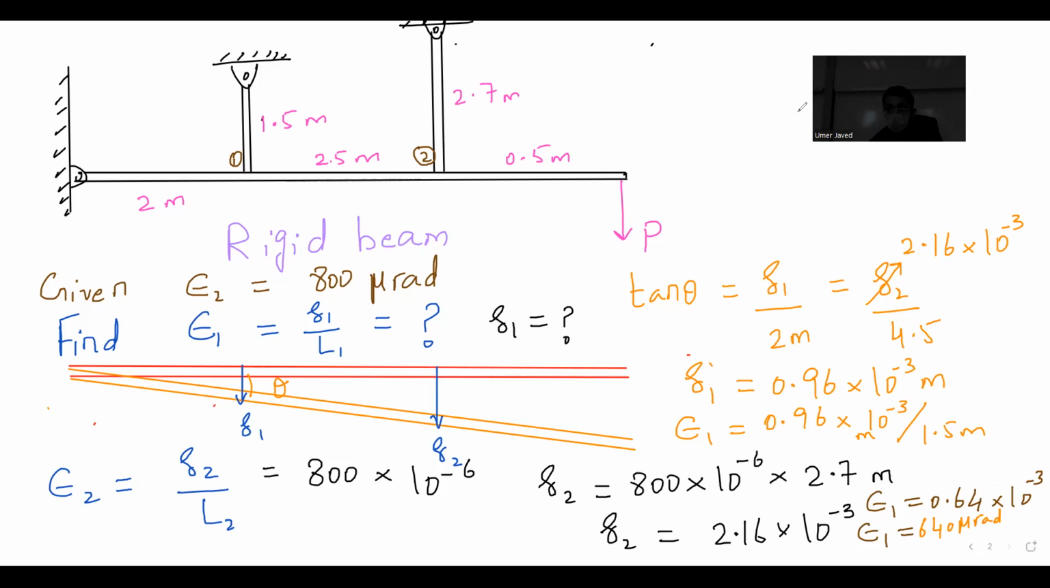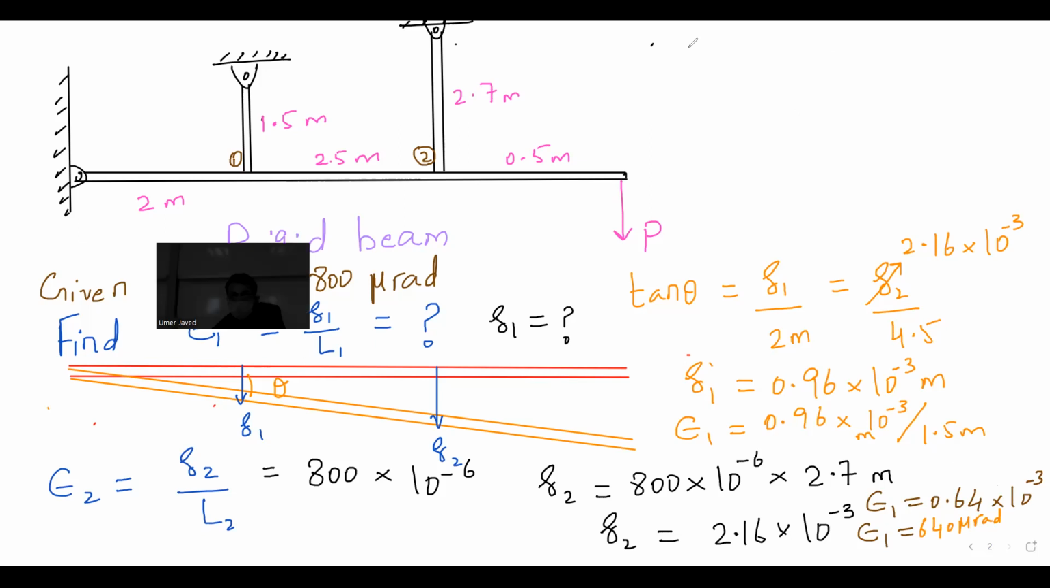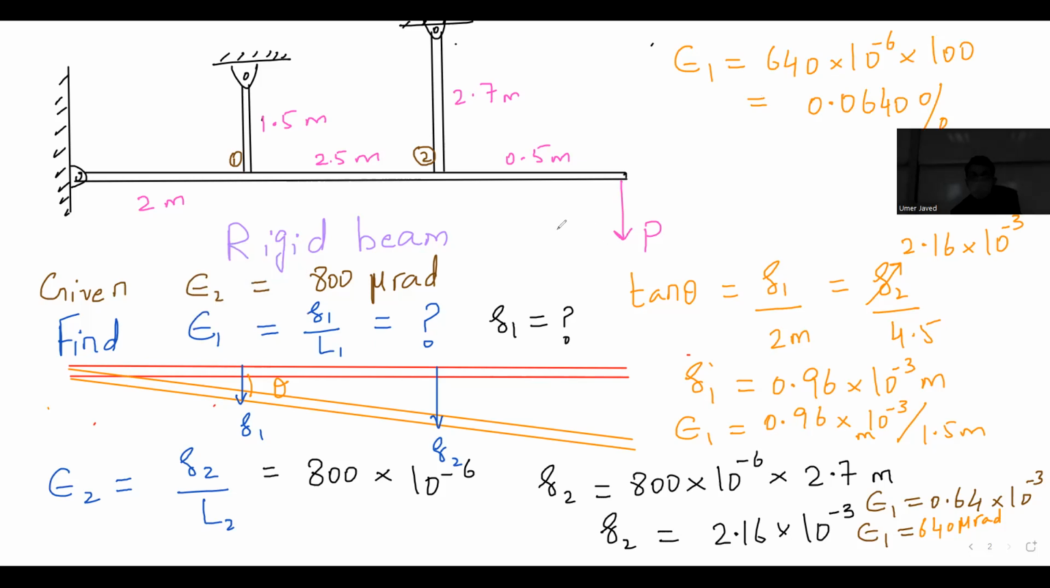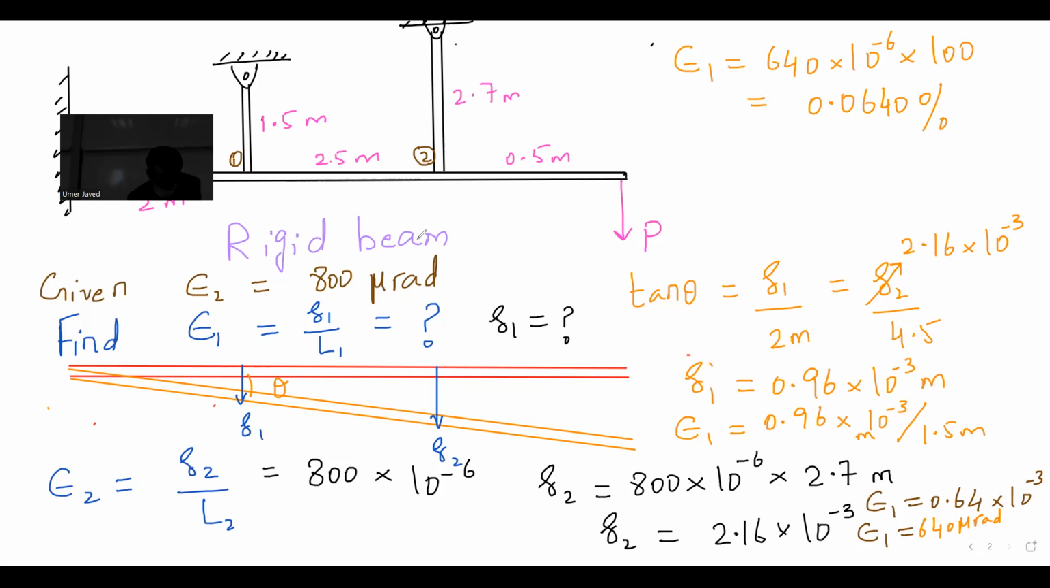And if you want to write it in the form of percentage, then you will have to multiply that 640 into 10 power minus 6 into 100, which is equal to 0.0640%. Done. That was a nice and easy problem. Now, I do want you to put it in your notes that this is one big hypothetical assumption of considering this as rigid. So that's why, in order to emphasize, I will make another diagram so nobody gets confused.